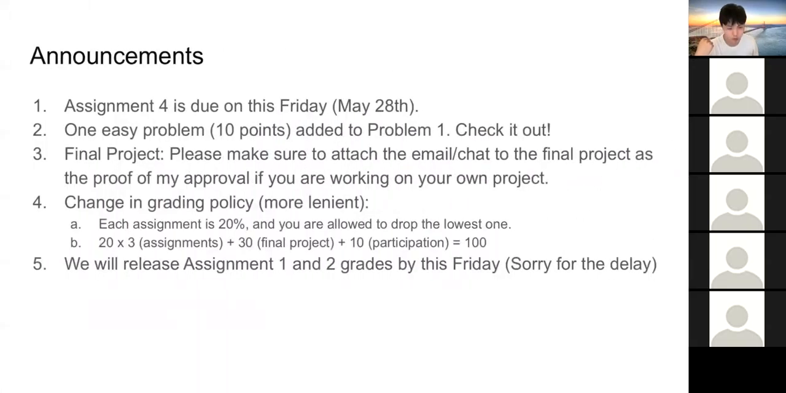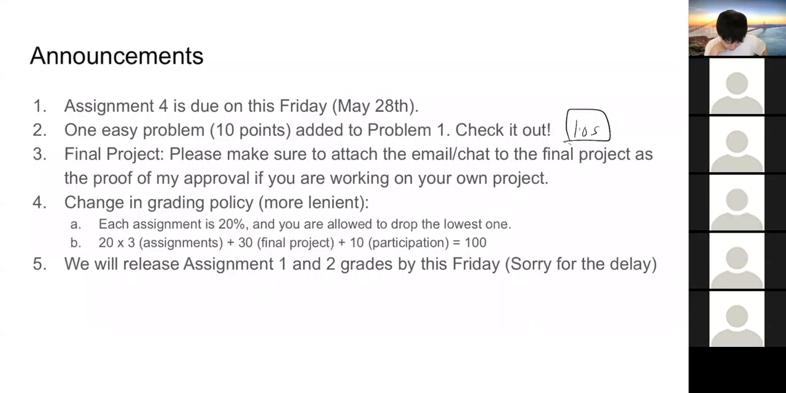A few announcements. We have some really important announcements today. Number one is that assignment 4 is due this Friday. I told you that this is quite easy, and one of the students pointed out that the points do not add up to 100, excluding the bonus points. It was true, so I added one easy problem. It will take like 10 seconds to do, so please make sure to do it. I don't think I will deduct 10 points even if you haven't answered this problem and already submitted, but please make sure though.